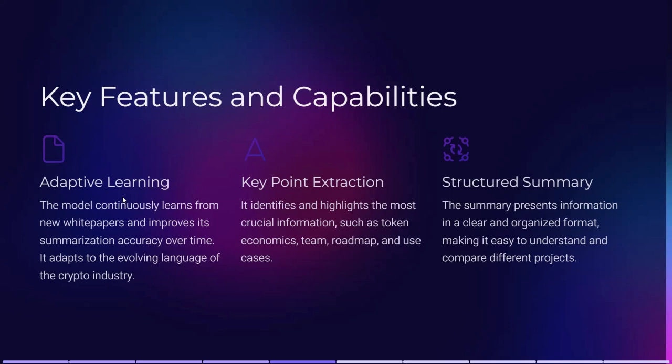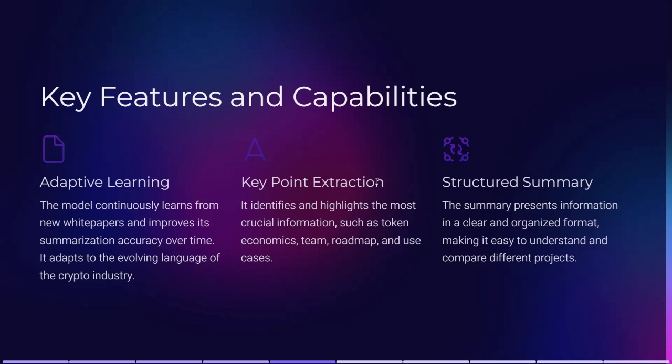And not just that, it will also adapt to the evolving language of the crypto industry. Because things are changing, a lot of jargon will be used differently in the future. A lot of the coins or tokens will be built on different chains, for example. So some of these new terms will have to be fed into this AI model in order for it to continuously learn and improve itself.